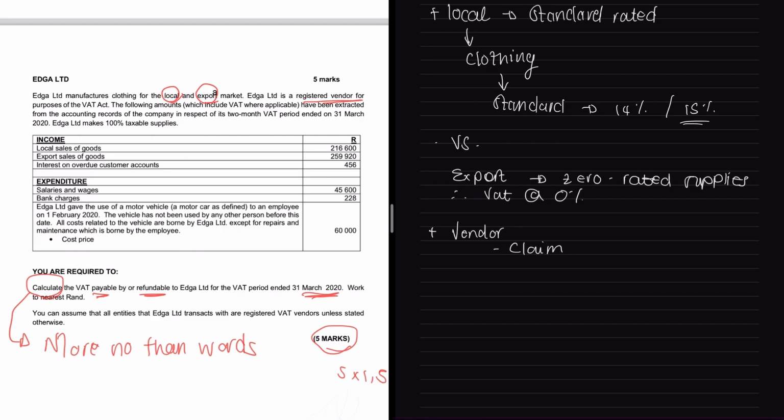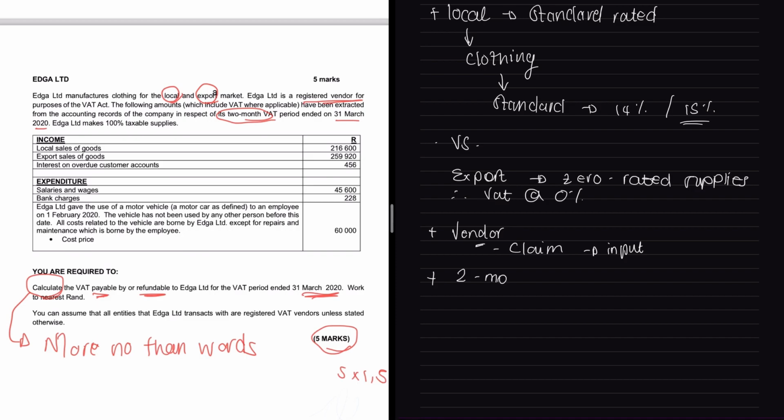But if you are a vendor, you can then claim back what you paid in VAT. So non-VAT vendors like us consumers just pay VAT. But vendors specifically can thus claim their input VAT back from SARS. Okay, so have been extracted from the accounting records of the company in respect of its 2-month VAT period ended 31st March 2020. So it's just to cover VAT periods for revision purposes.